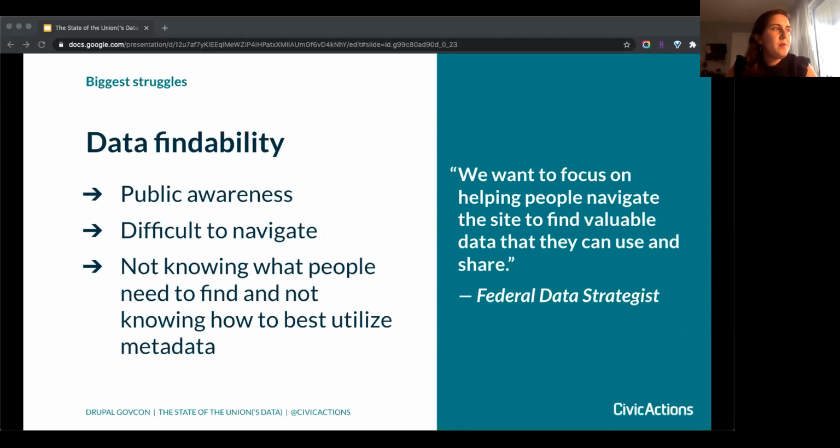In terms of data findability, everyone told us that the reason that they were putting out the data was for people to get it. But there's a lot of reasons why people can't find it or get the data. In some cases, people don't even know that these data portals exist. And people get to those portals but don't know how to find the data that they need. So we heard for the future that there's a lot of interest in making sure that people can navigate and find what's valuable to them. And then also we heard part of the struggle was people not knowing how to best utilize the metadata or how to best, not knowing what people needed to find.